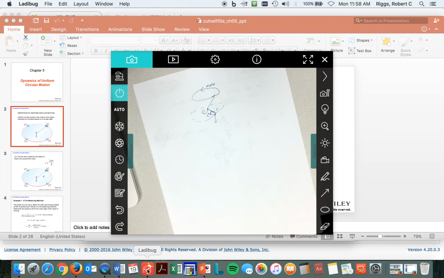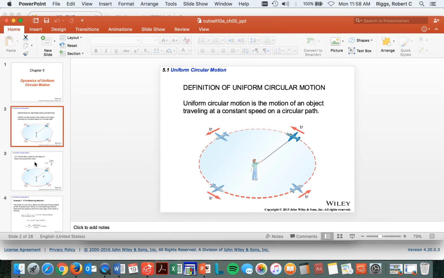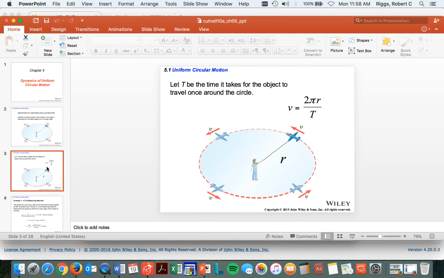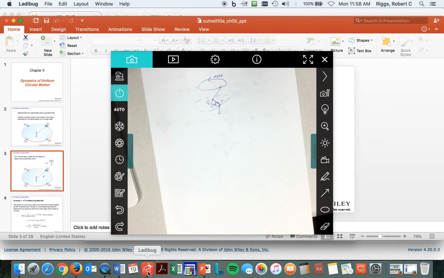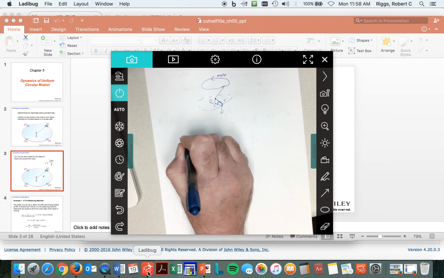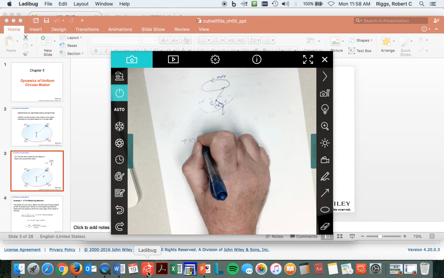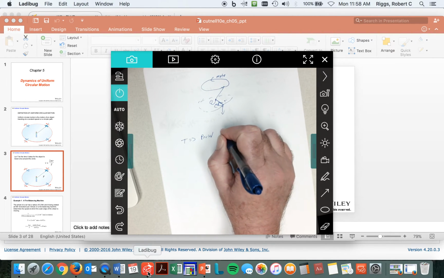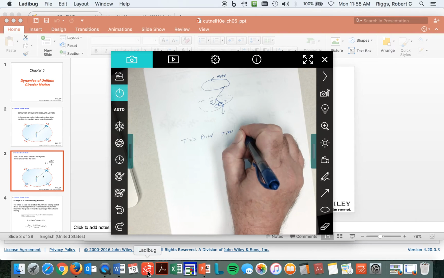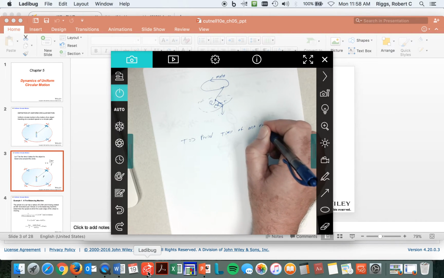Now, if you're going at a uniform speed, what is your speed as you're going around a path in uniform motion? Well, it takes you one time period to go around that. Let T be the time it takes, capital T, and we call that the period. T is the period. That's the time of one lap, the time of one rotation.